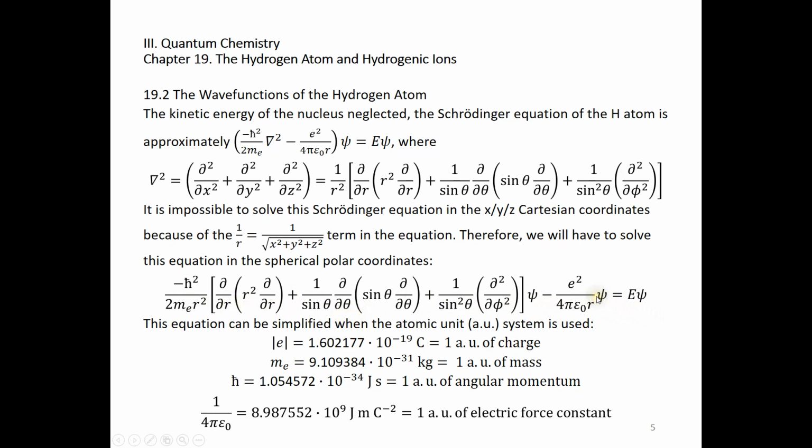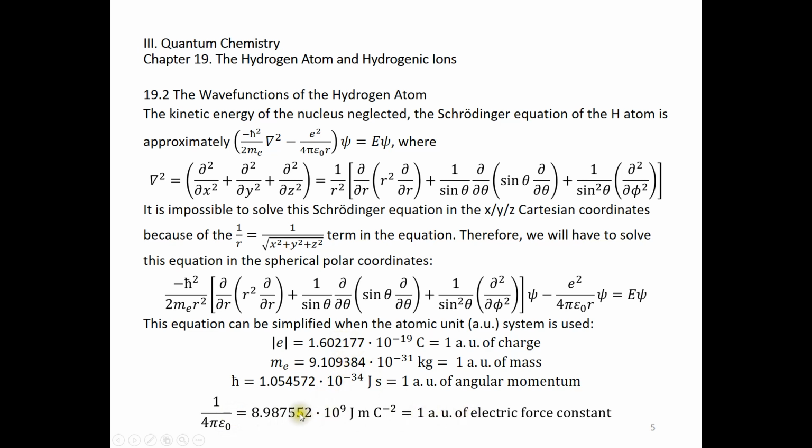This Schrödinger equation can be simplified when we use the atomic unit system, in which the charge of the electron is defined to be 1 atomic unit of charge. The mass of an electron is defined to be 1 atomic unit of mass. H bar is defined to be 1 atomic unit of angular momentum, and 1 over 4 pi epsilon 0, the electric force constant, is also defined to be 1 atomic unit.